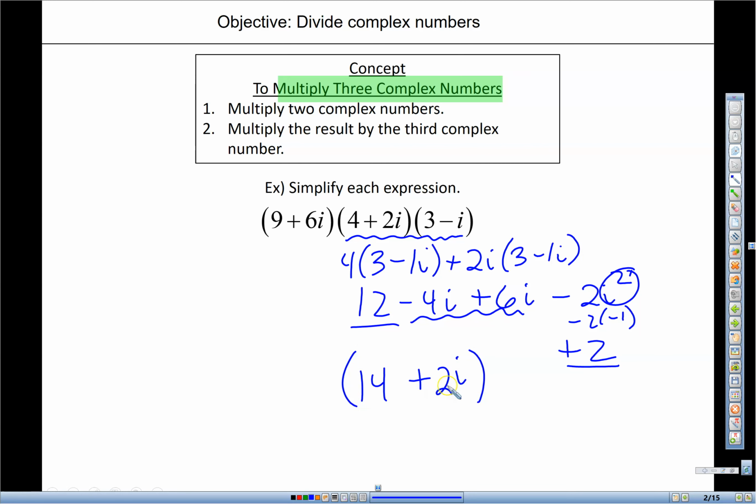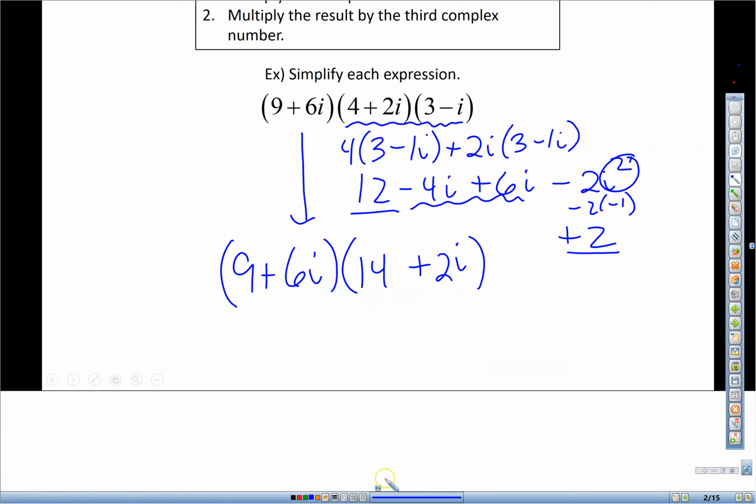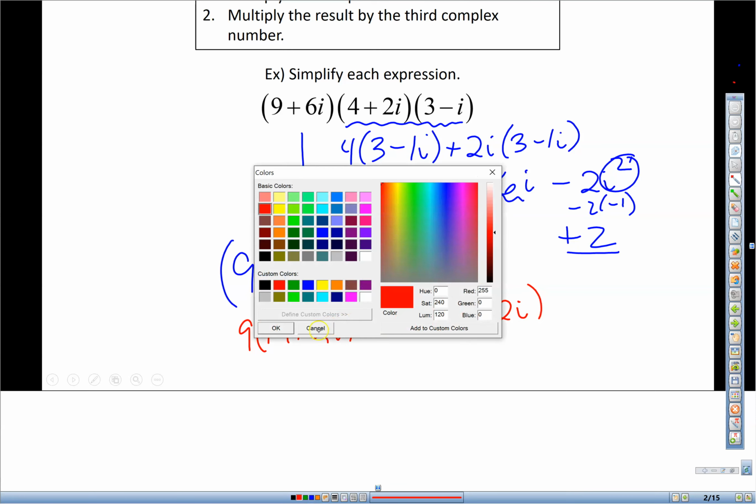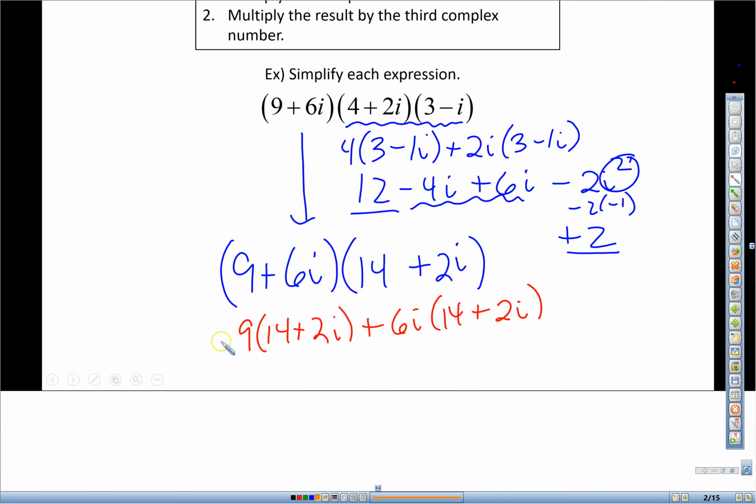And then my like i terms give me a plus 2i. So now I have to realize I have to take that complex number answer times my third factor of the complex number 9 plus 6i. All right, so now I am looking at distributing the 9 to the 14 plus 2i and the positive 6i to the 14 plus 2i. Now you should not be using a calculator here, so you just kind of have to maybe slow down a little bit with something like 9 times 14, or go over to the side and do it this way.